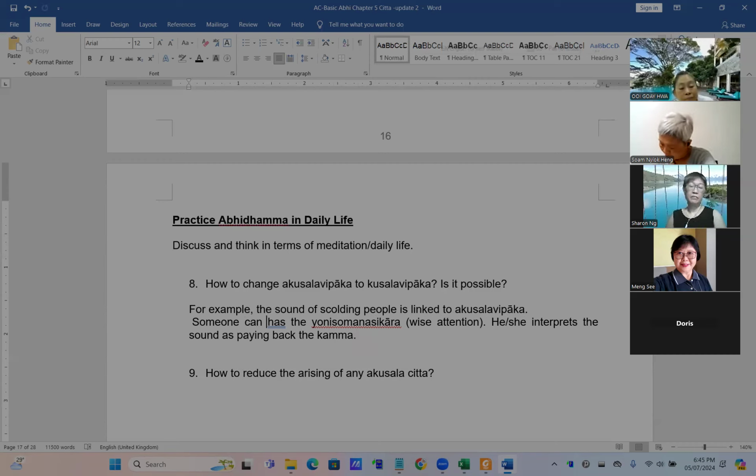Can we see it that way? The question is, can we change the akusala vipaka to kusala vipaka? I look at it as my payback time, so it is a very good thing. I pay back.